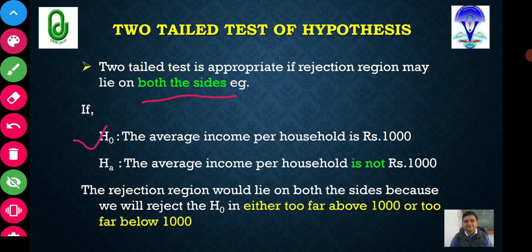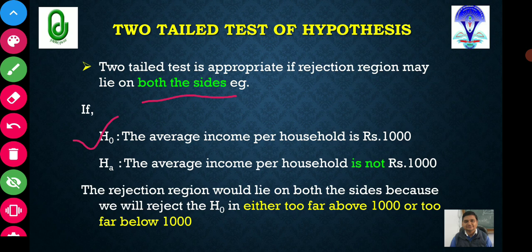Suppose your null hypothesis is that the average income per household is rupees 1000. So you did a survey, and in a population you have taken a sample and you are assuming that the average income of household is 1000 rupees. The alternate hypothesis is that the average income per household is not 1000. So what may it be? It may be either greater than 1000 or less than 1000.